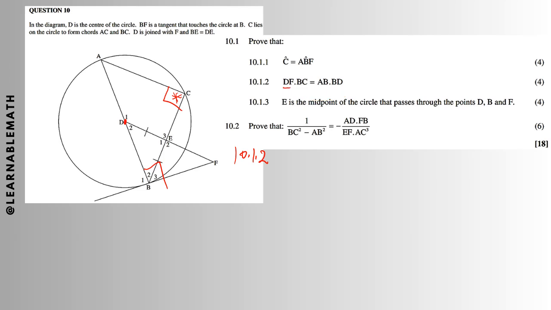So let's start here. DFB. If you check, is it a triangle? Let me highlight. D is there.